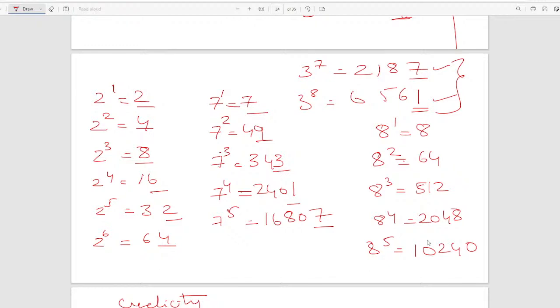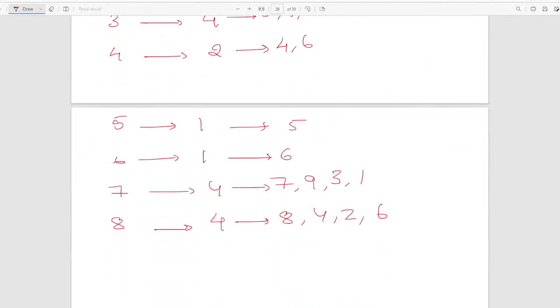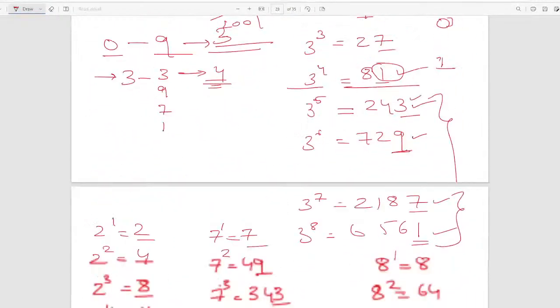8 raised to 4 is 4096. 8 raised to 5 is 32768. Again, this pattern is repeating. 8, 4, 2, 6. It will repeat. The digits are 8, 4, 2, 6. For 9, cyclicity is 2. The digits are 9 and 1. So it always repeats here.